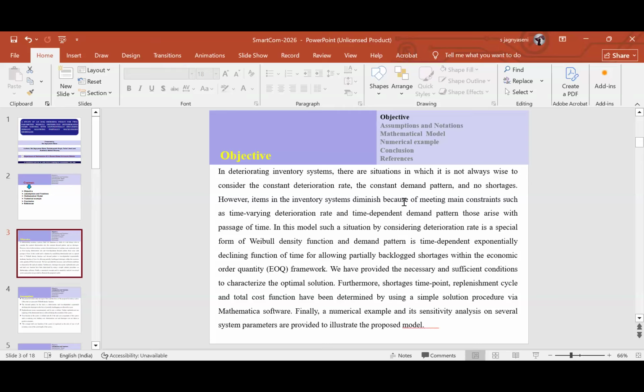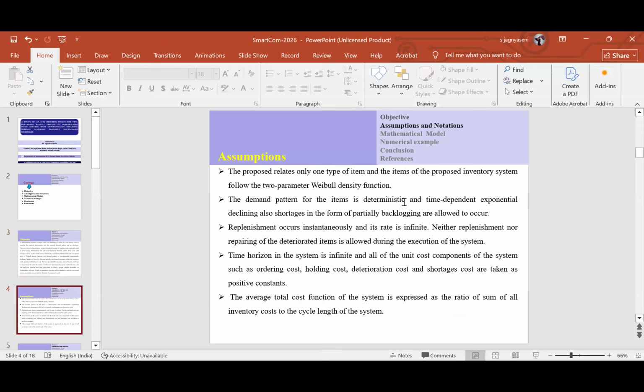So we have provided the necessary and sufficient conditions for this work, and furthermore the shortage time point, replacement cycle, and total cost function have been determined by using a simple solution, and all the graphs are produced by Mathematica software. And finally, a numerical example and its sensitivity analysis on several system parameters are provided to illustrate the proposed model.